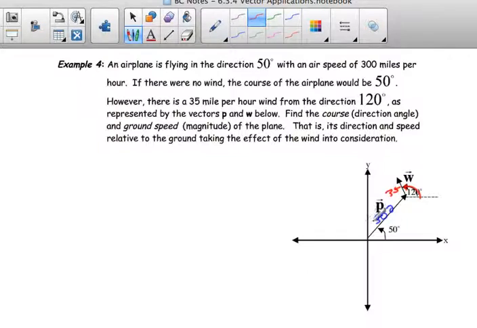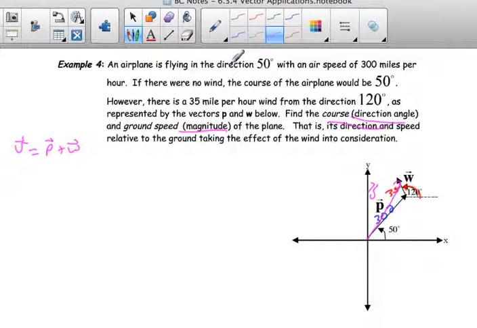The resultant effect on the plane is that it flies with a velocity that is equal to the sum of the plane's velocity without the effect of the wind plus the wind. So we can draw a new vector. Let's call that vector V, which will be the resultant of P plus W. And in this problem, we're supposed to find out what V is. So V is the vector P plus the vector W, and we're supposed to write this in terms of its direction angle here and its magnitude or ground speed in this application.